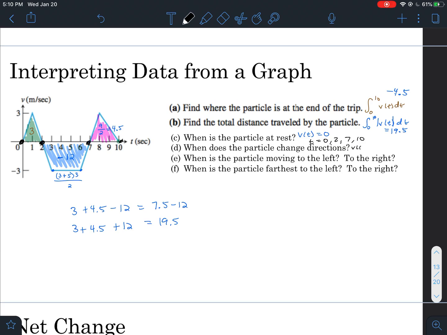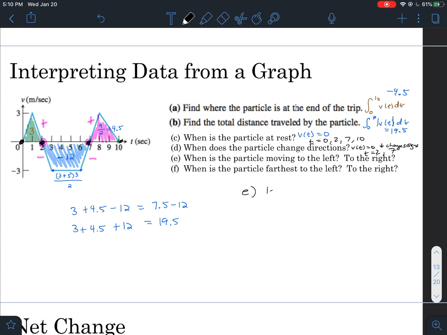When does the particle change directions? Well, when the velocity is 0 and changes signs. So when does the velocity equal 0 and change signs? Well, at 2, the velocity changed from positive values to negative values. And at 7, the velocity changed from negative values to positive values. So the particle changes directions at t equals 2 and t equals 7.